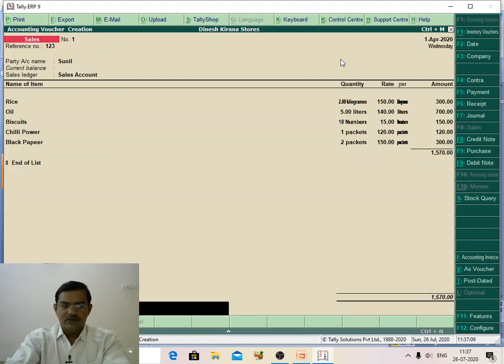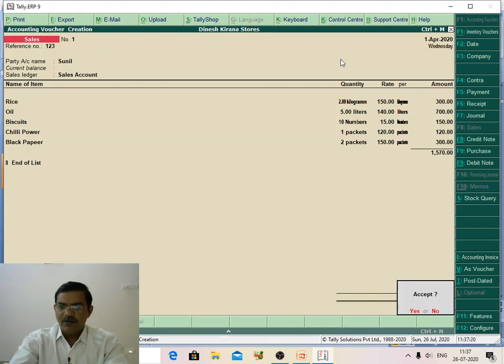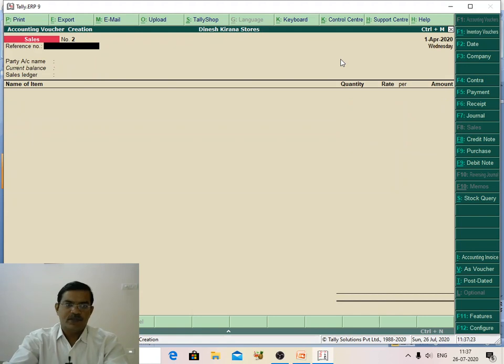Items sold to Sunil. So what is the total bill? 1570 rupees. So we post some transactions. For example, Dinesh wants to buy some more items because the stock is over. Now he wants to buy some more items from Ramarao. So he sold to Sunil, and at the same time he wants to buy some items from Ramarao.